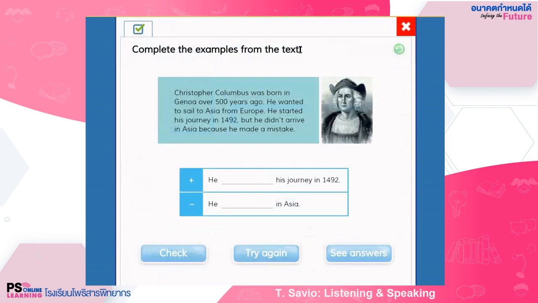Complete the examples from the text. Remember, we had the article about Christopher Columbus. Christopher Columbus was born in Genoa over 500 years ago. He wanted to sail to Asia from Europe. He started his journey in 1492, but he didn't arrive in Asia because he made a mistake. Okay, history says that he was looking for a sea route to India, but landed up in America. So probably that's why we call the Native Americans Red Indians.